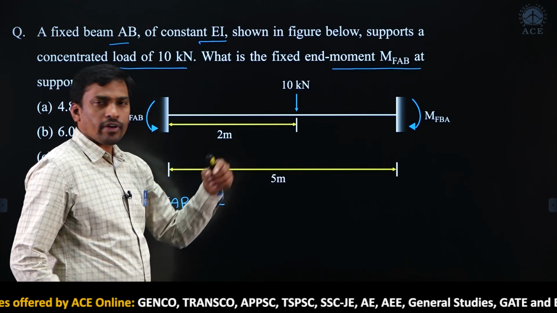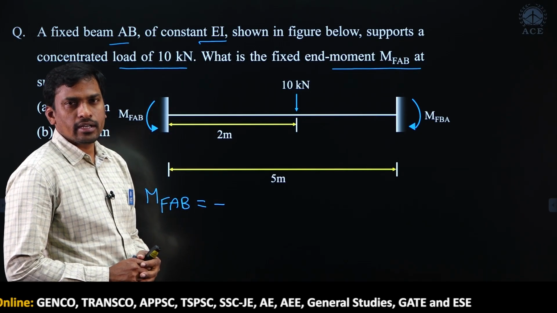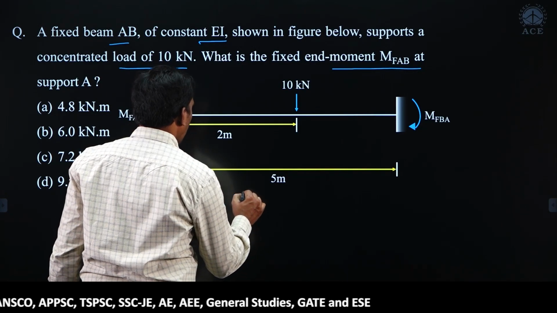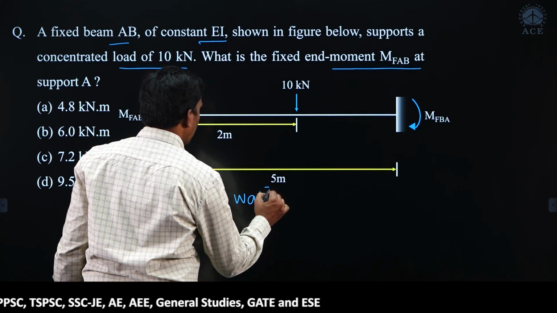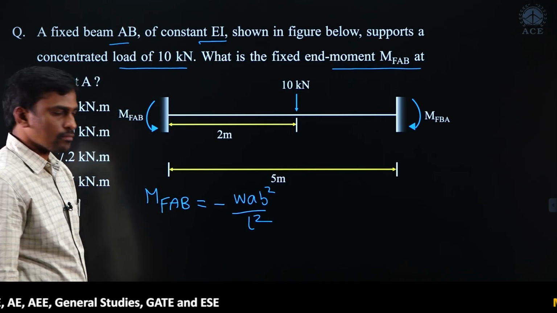Total span is given 5 meter and load given at distance 2 meter, that is eccentric load. So for eccentric load, what is the formula please? W A B square by L square, right. So this is the formula, okay.